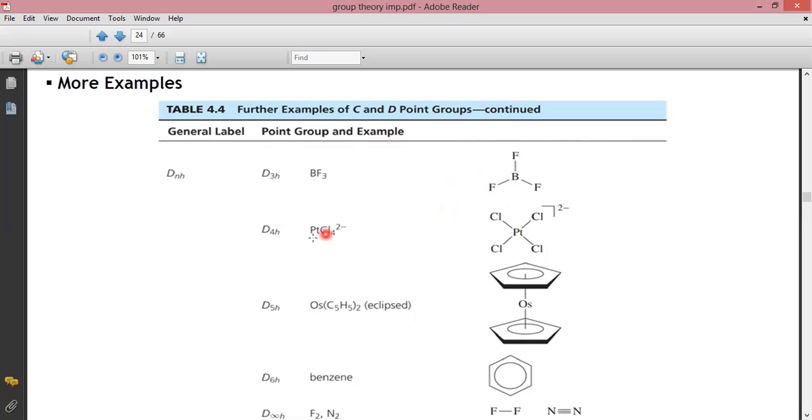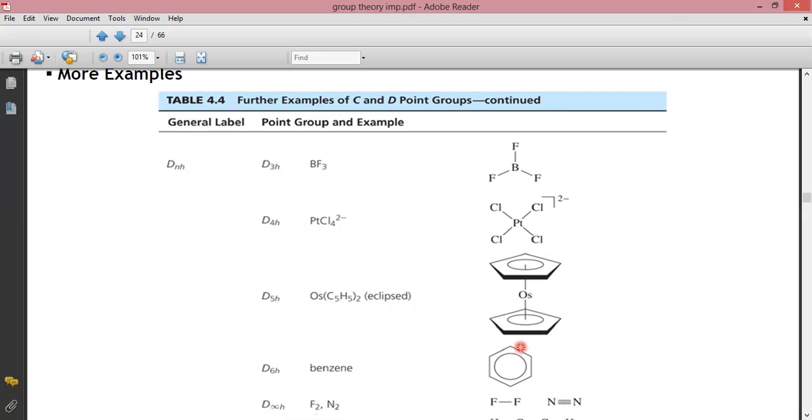D4H is present in the case of PtCl4, because it has a C4 axis, four C2 axes, four sigma V planes, and a sigma H is also present. That is why we call this D, because a subsidiary axis and a principal axis are present. The highest order axis is 4, so we call it D4, and sigma H is present. That is why we call this a D4H molecule.